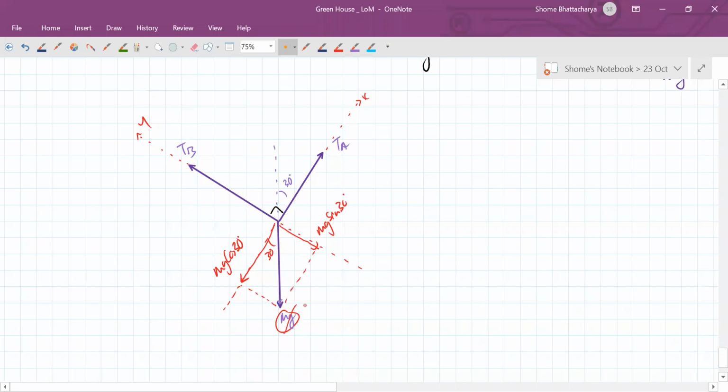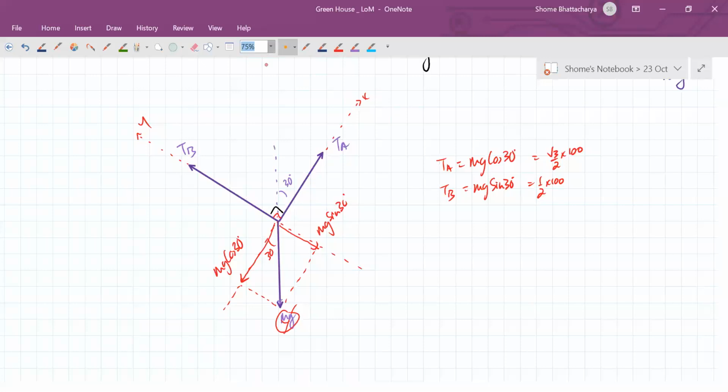Okay, so we've broken mg into components. Now you can see that TA is balancing mg cos 30 and TB is balancing mg sin 30. So it is root 3 by 2 times 100 and this is half times 100. That's okay here because this angle is 90. Okay, but now suppose I give you a problem where that angle is not 90 now.